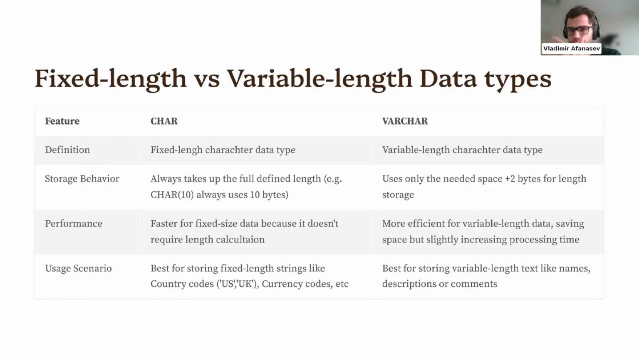So then the question is, why not always use varchar? Yeah, because of these additional bytes. Performance-wise, of course, char as a fixed length type is faster because it doesn't require length calculation. You know it in advance. For variable length, you save space but slightly increase processing time, meaning you need to know exactly the length of your varchar column. And usage scenario: some country codes, currencies, whatever we know in advance takes precisely this length. This is your char value, and varchar is for names, descriptions, comments, whatever.